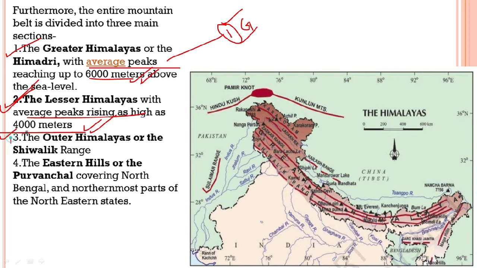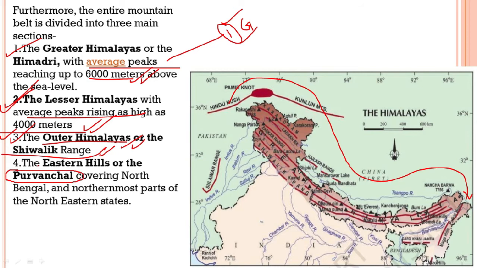Then third, the Himalayan division is the outer Himalayas or the Shivaliks. Clear? And when we keep on moving from west to east, we come to Purv. That is why these mountains, in the regions comprising Assam, Arunachal Pradesh, etc., and to the far east as well, are known as Purvanchal. Clear? So the expanse of the Himalayas is known as Purvanchal in these regions of the northeast.